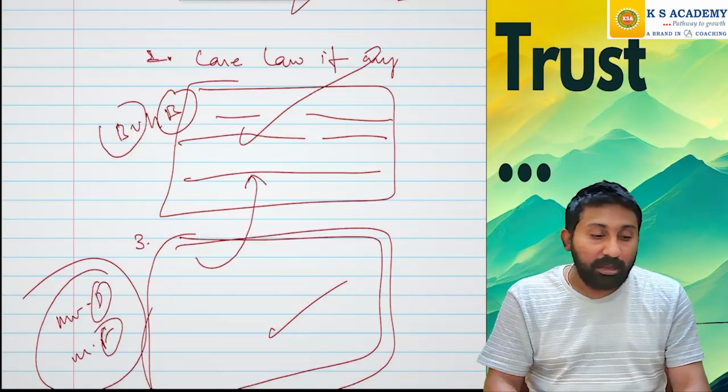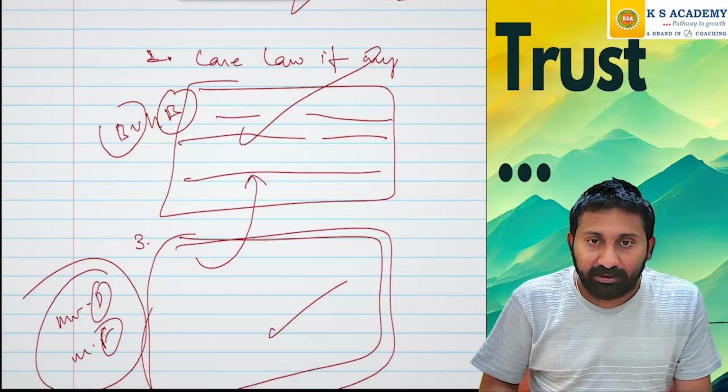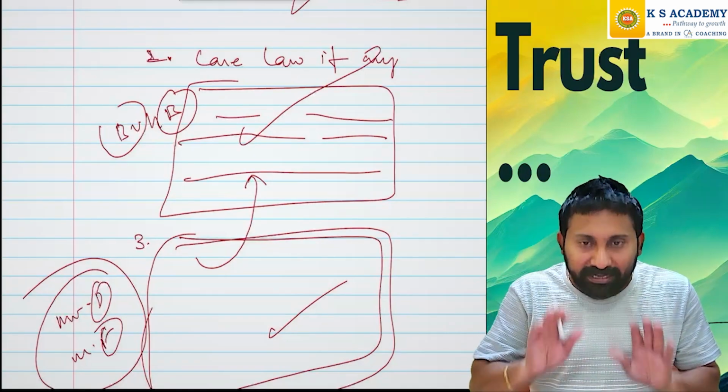Am I clear or not? Contract of agency is there, they will ask the duties of the agent in that question. So it is very big, 6 to 7 points will be there. You have to write that. Like that. So please prepare well.